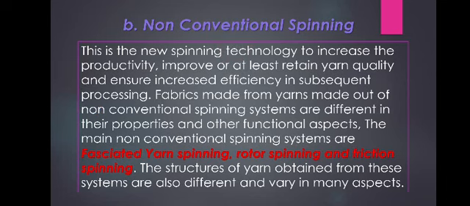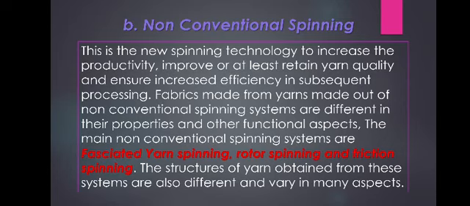Next is the non-conventional spinning. This is a new spinning technology to increase productivity, improve or at least retain yarn quality, and ensure increased efficiency in subsequent processing. Fabrics made from yarns made by a non-conventional spinning system are different in their properties and other functional aspects. The main non-conventional spinning systems are fasciated yarn spinning, rotor spinning and friction spinning.